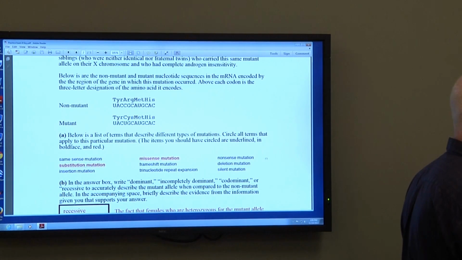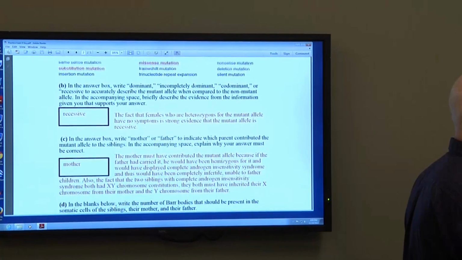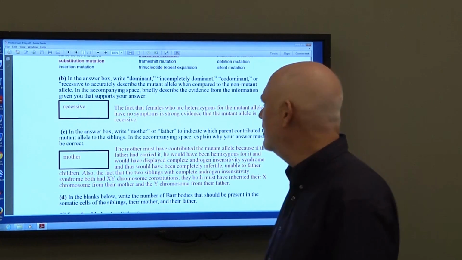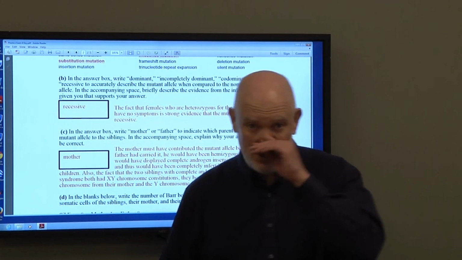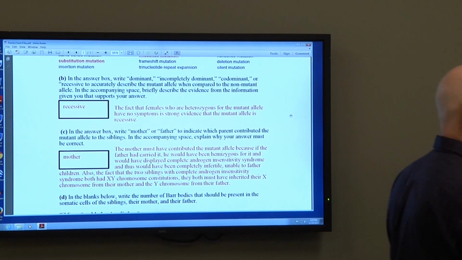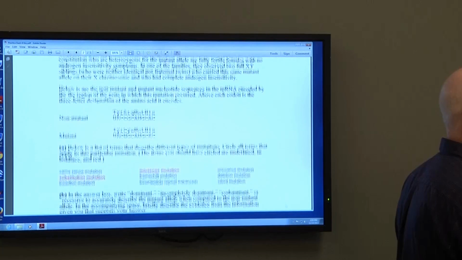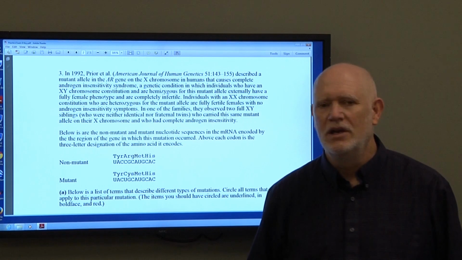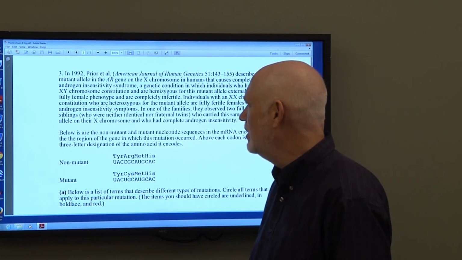Now it asks you to write dominant and completely dominant, codominant, or recessive to accurately describe the mutant allele. Well, how would you know what the answer to that is? What you have to do is go back here to the information, and what it tells you is that individuals who are hemizygous for this mutant allele externally have a fully female phenotype. Therefore, an XY individual with a fully female phenotype, that would be associated with that mutant allele.